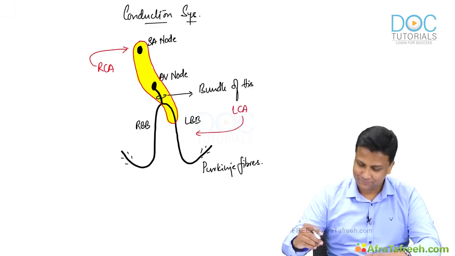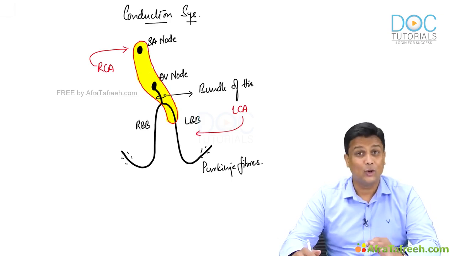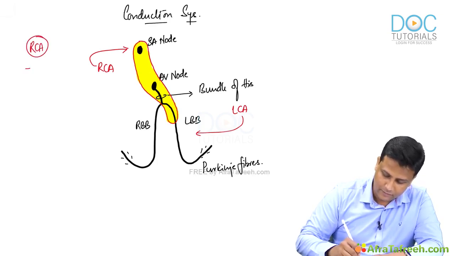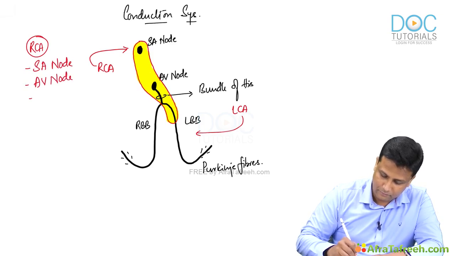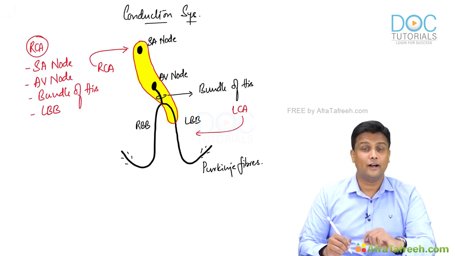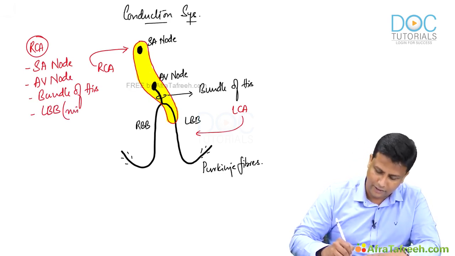Perfectly done. So now after drawing the diagram, let us write in the notes. The right coronary artery will be supplying which parts of the conduction system of the heart? It will be supplying the SA node, and then AV node, and then bundle of His, and here starts the confusion, the left bundle branch. Being a right coronary artery, it will be supplying the left bundle branch, but not entirely, only the minor part of that one.